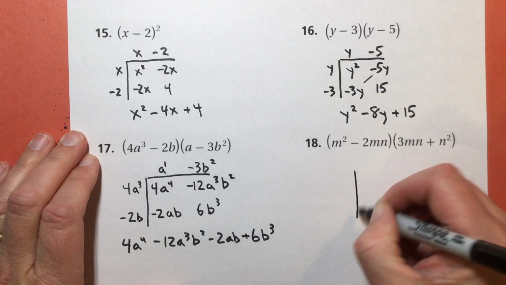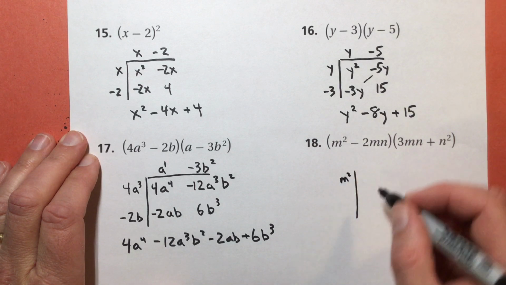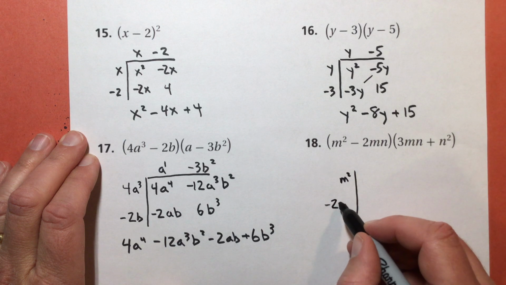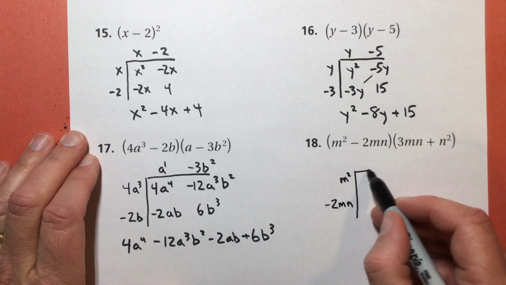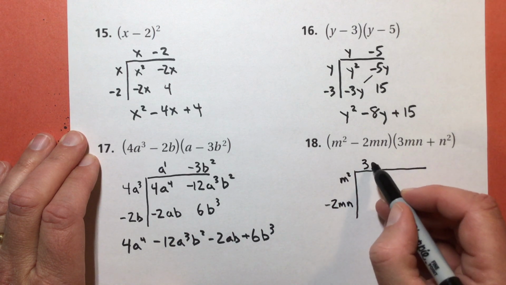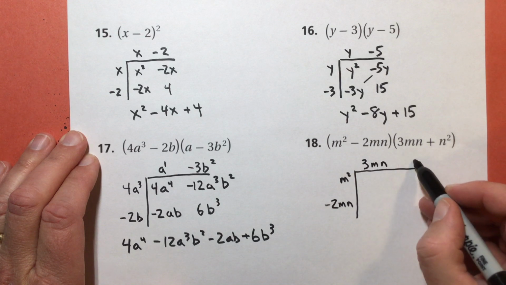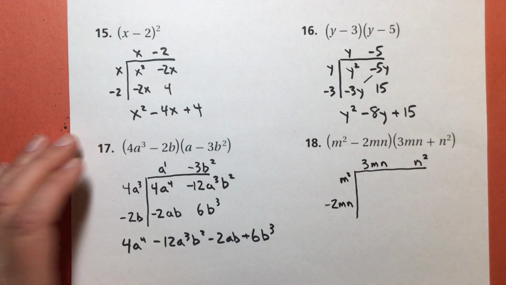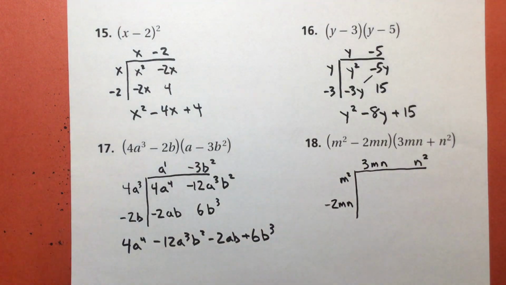I have m to the second power and negative 2m times n, 3m times n and n to the second power.